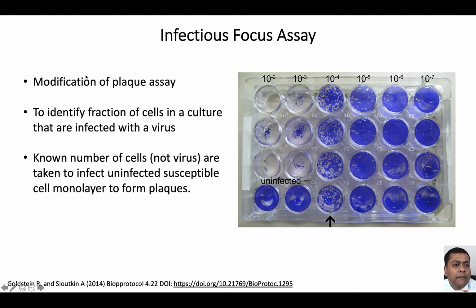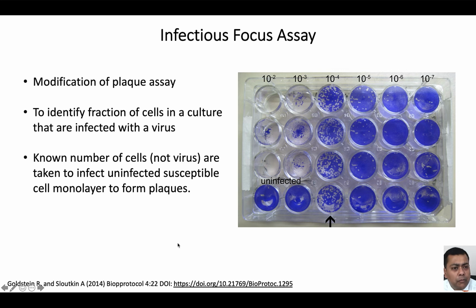So here is a modification of the plaque assay. Here, we are not looking at the viruses that are present in the viral stock, but we are measuring what fraction of the cells in a culture is infected with a virus. So how do we actually do it? Here we take a known number of cells. Say, for example, we take 10 to the power 6 cells, 1 million cells in a small test tube. And then we infect it with the virus.